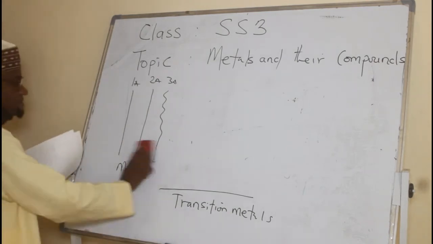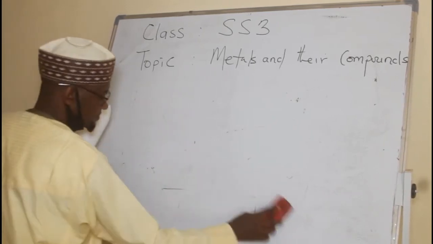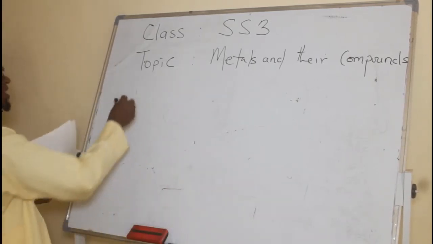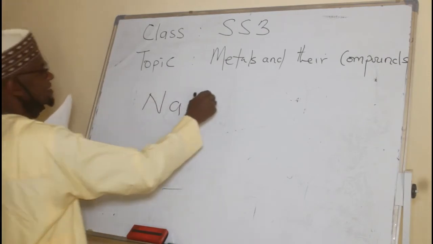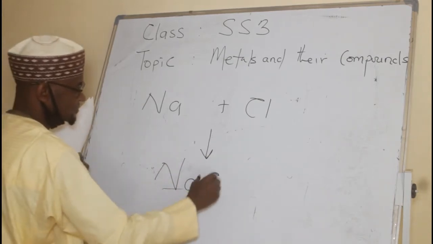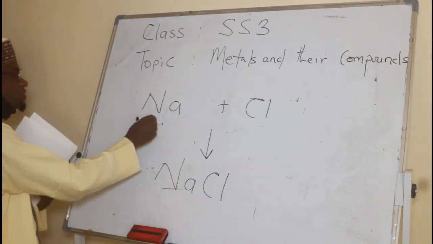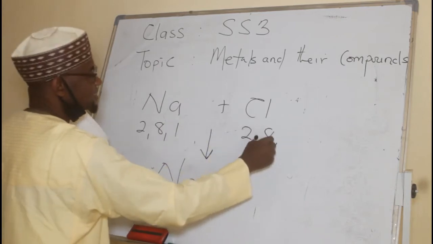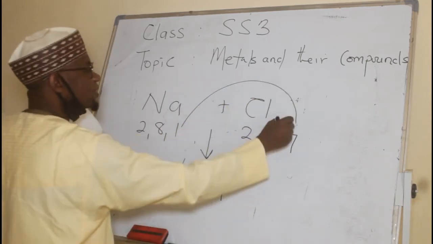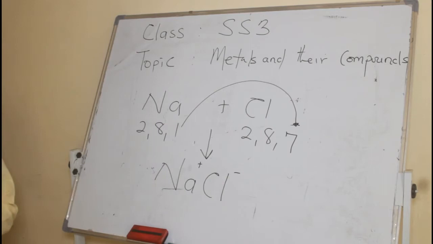Example: the reaction of sodium and chlorine to form sodium chloride. You see, sodium gives 1 electron to chlorine. If you remember, the electronic configuration of sodium is 2,8,1, and that of chlorine is 2,8,7. So this 1 electron comes here. Sodium becomes positively charged because it has given a single electron. Chlorine becomes negatively charged because it has gained a single electron.